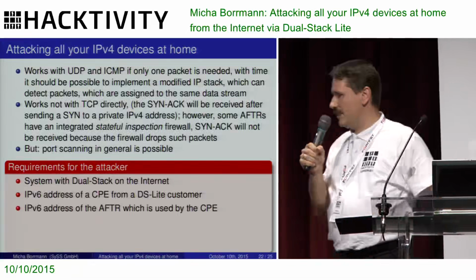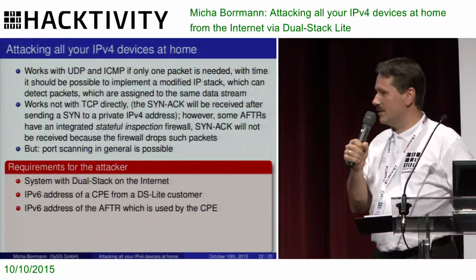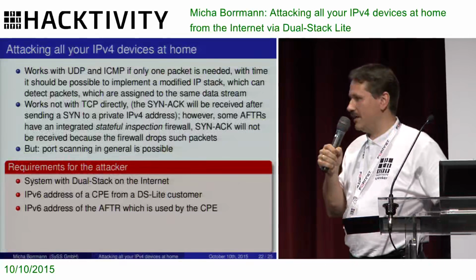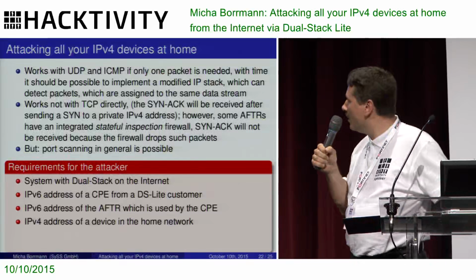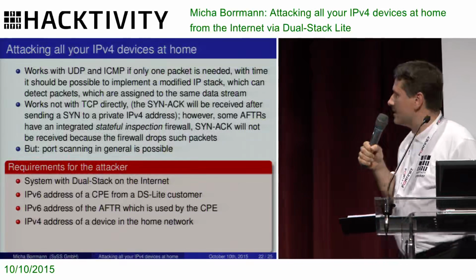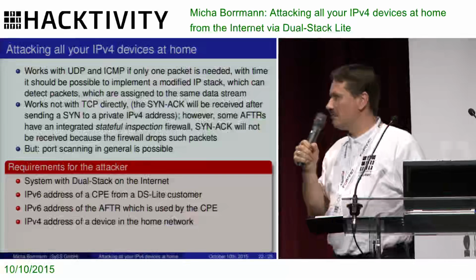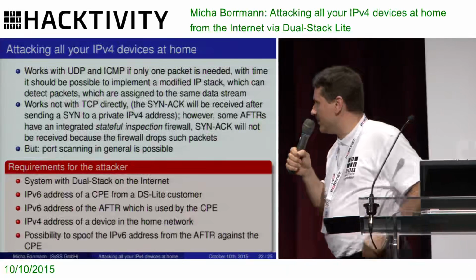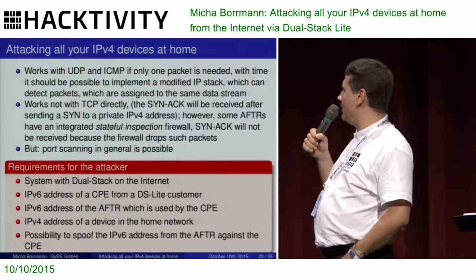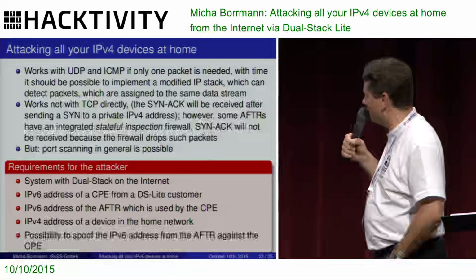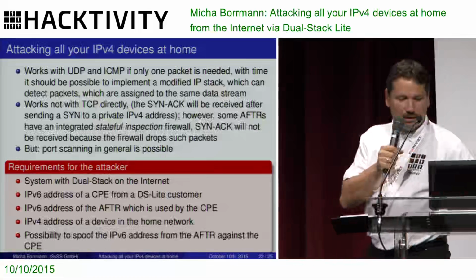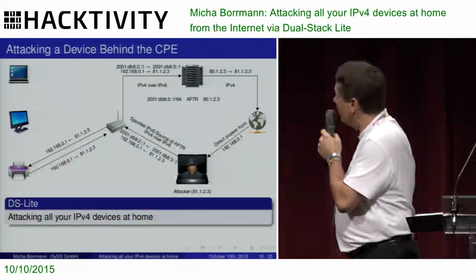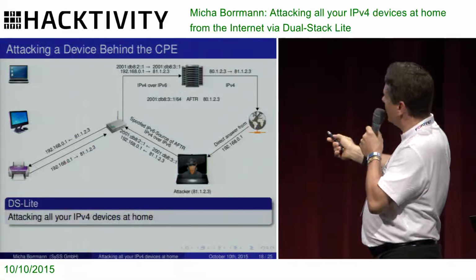You need the IPv6 address of the AFTR. That's also simple, because mostly all clients of one access provider have the same AFTR. You need the IPv4 address of the home network. That's mostly easy to guess. And you need the possibility to spoof the IPv6 address of the AFTR against the CPE. However, how is it possible to spoof it?